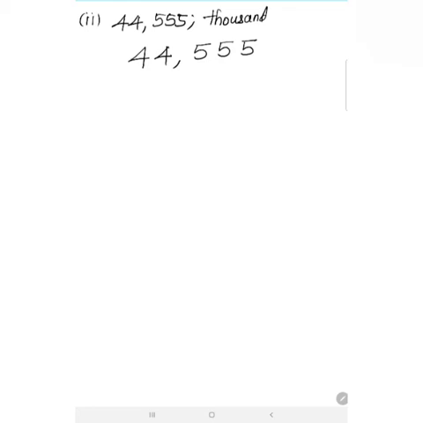Okay. Then second question, 44,555, thousands place. So 44,555, here the thousands place is 4. So see this hundreds place. What is this? It is greater than or equal to 5, it is equal to 5. Okay. So you have to add 4 plus 1 is equal to 5.